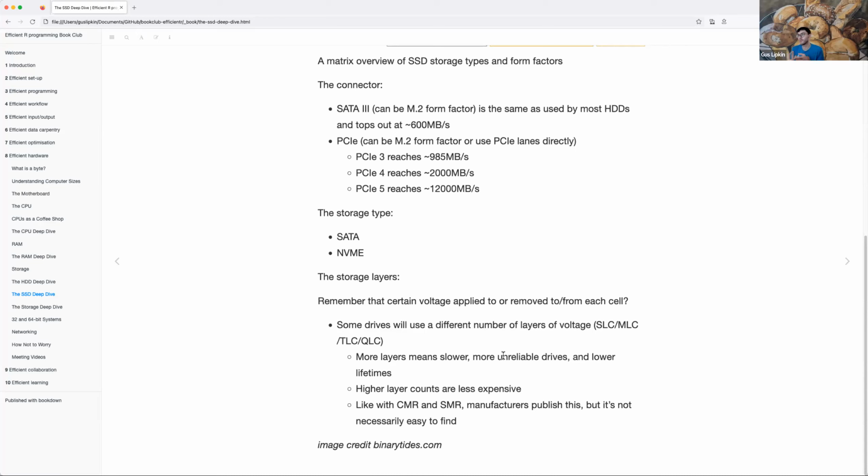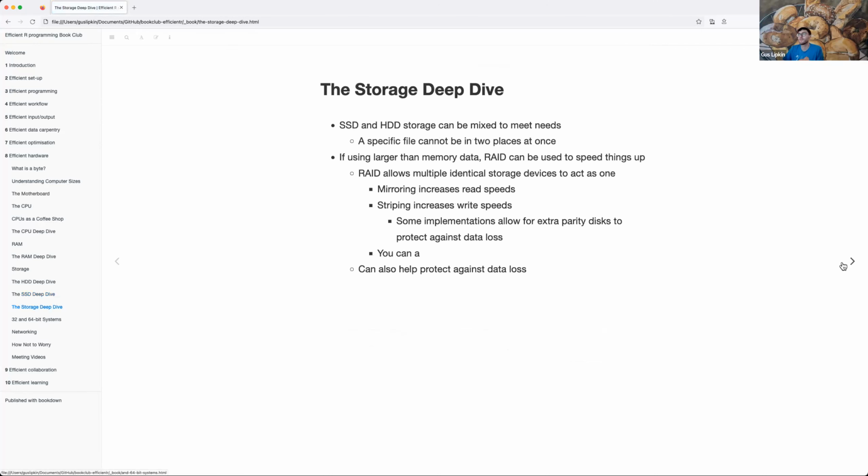And like with the conventional and shingled magnetic recording, manufacturers do publish this information, but they're not happy about it, and they will usually try and hide it. So it can be difficult to figure out. And so sort of a final overarching storage deep dive is that you can mix solid state drives and hard drives to meet user needs.